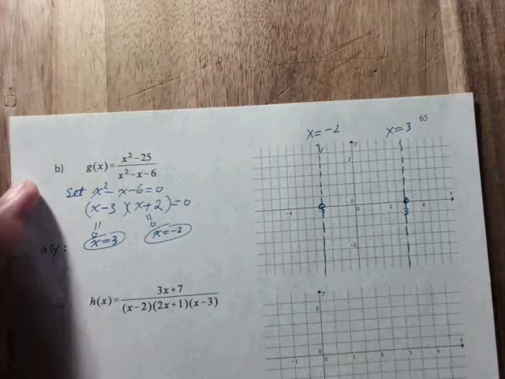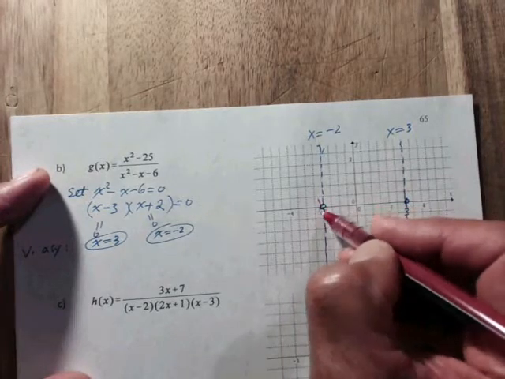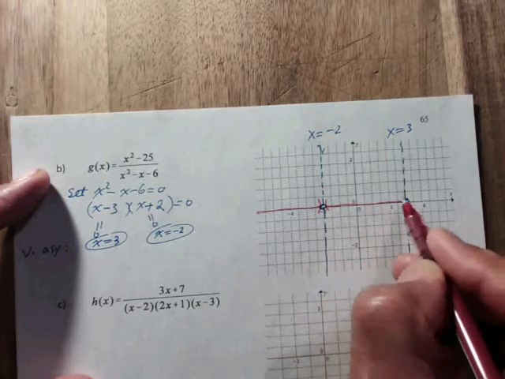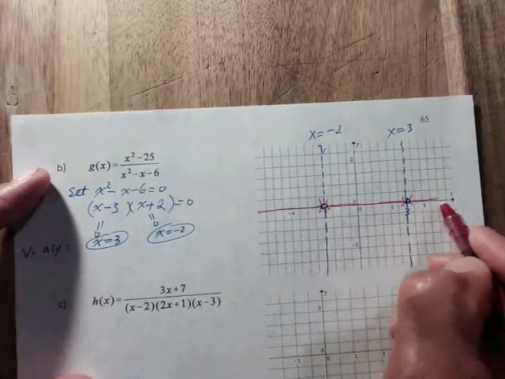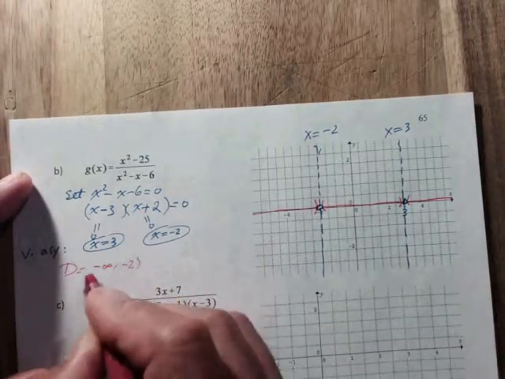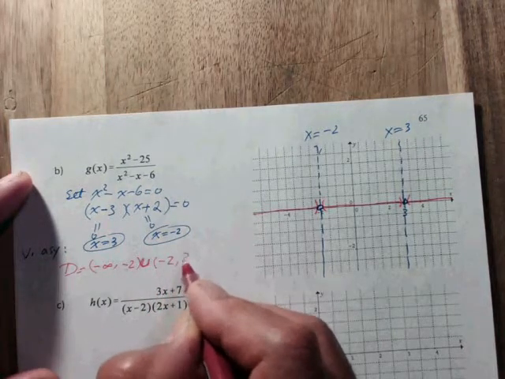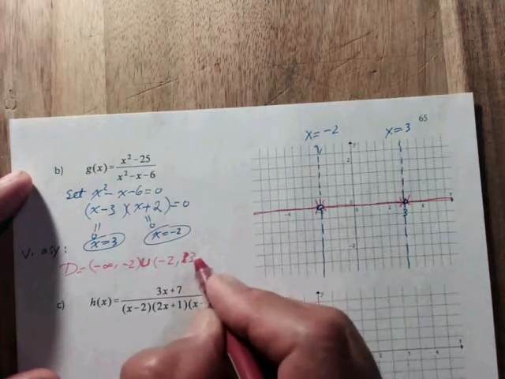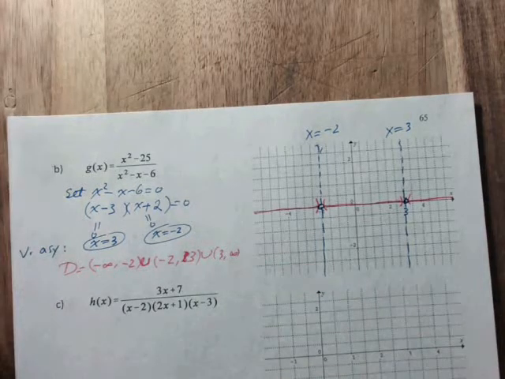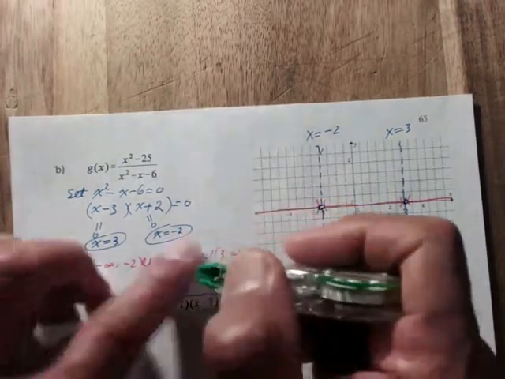What is the domain? The domain is pieces of the x-axis between these two vertical lines. So one to the left, one in between, and one to the right. That's the domain. So let's write it. The domain is minus infinity to negative 2 union negative 2 to 3 union 3 to infinity. Okay. Let me clean my mess here.